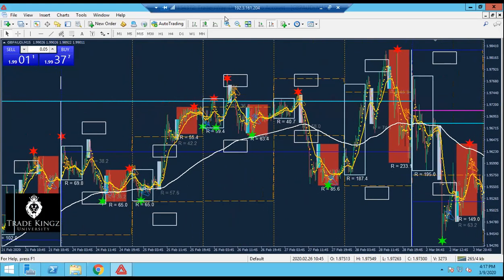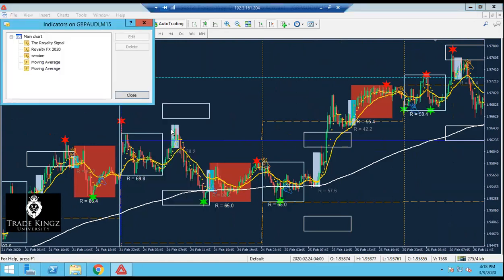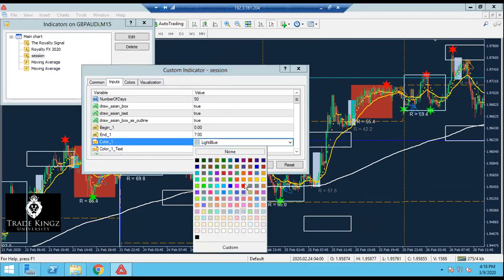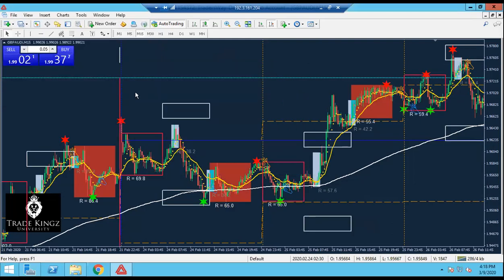So how I would like to see it, let's zoom in. We can look at any day. So remember, the consolidation is here. This is the Asian session. I got it outlined right now. If you want to see colors for the outline, go back to your indicators list for the session. Draw Asian box. If you want to do crimson, you can do that. Okay.